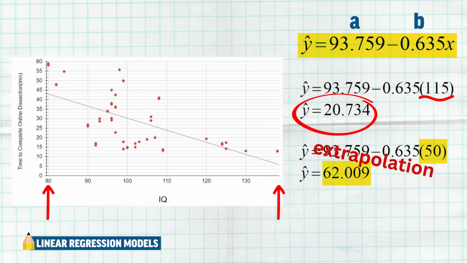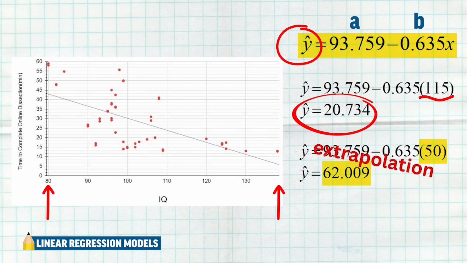Now, one more thing kids will try to do is use their linear regression model to work backwards. They'll take the time to complete an online dissection, plug that in for y hat, and try to solve for the IQ score of that student. You cannot do that. That is not how this equation was created.